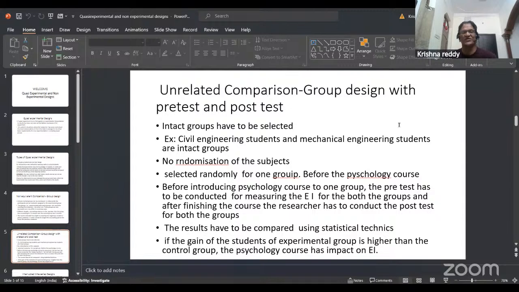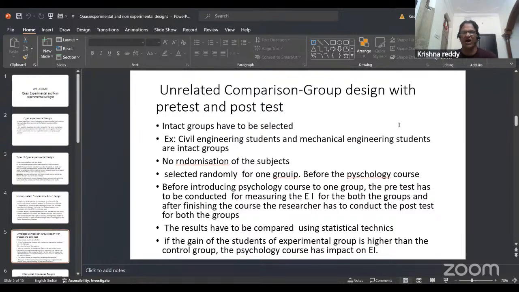Psychology course for these civil engineering students and mechanical engineering students, for they want to introduce this psychology course. Before introducing the psychology course to one group, the pre-test has to be conducted for measuring the emotional intelligence. So the psychology course is meant for bringing some emotional control, emotional intelligence. EI means emotional intelligence.